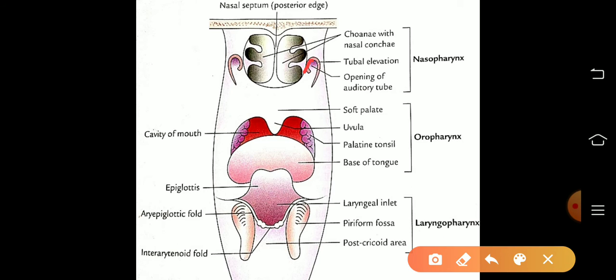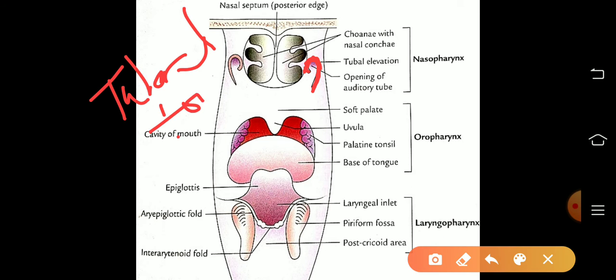an upper and a posterior margin. These margins are a bit elevated. This elevation is actually produced due to the collection of lymphoid tissue, so it is called the tubal tonsil. Tubal tonsil, right? You know this tonsil spelling.